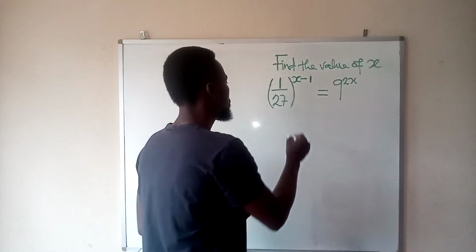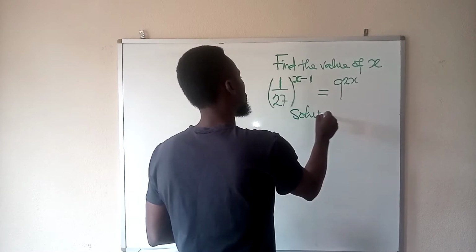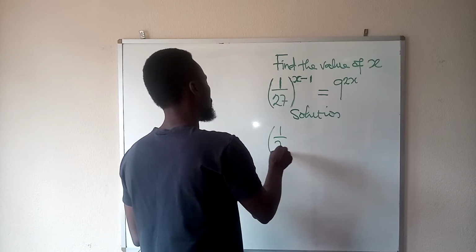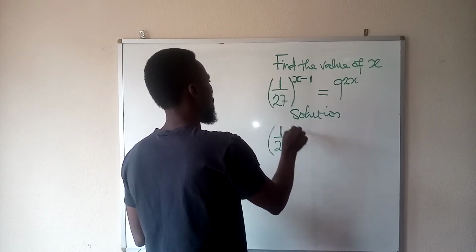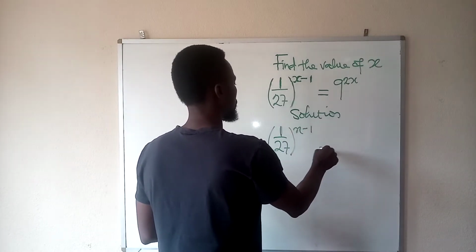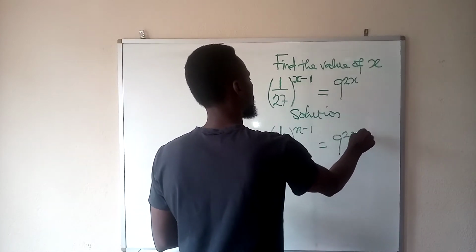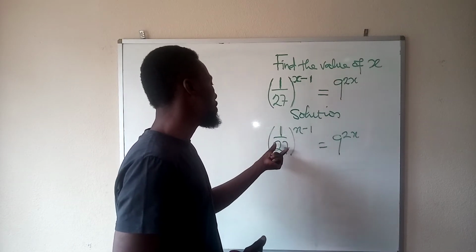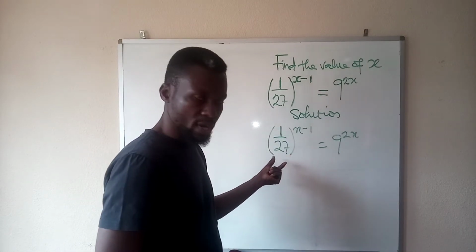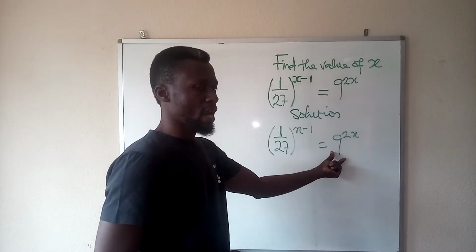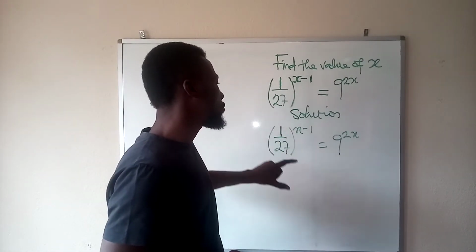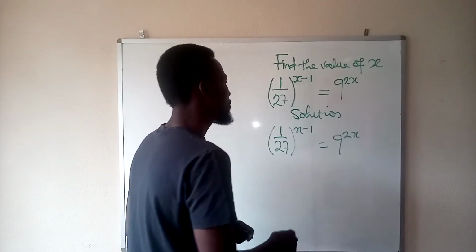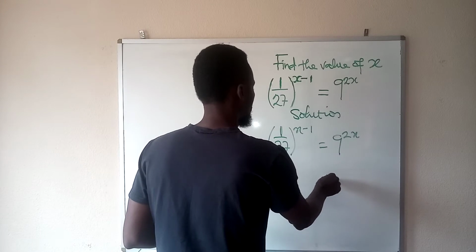So now what we're going to do is put here solution, and then we have the question once again, which is 1 over 27 raised to the power x minus 1 to be equal to 9 raised to the power 2x. Now we're going to break 1 over 27 using a base of 3, and then we do the same thing to 9 also. So we shall break both 1 over 27 and 9 using a base of 3 and a power.